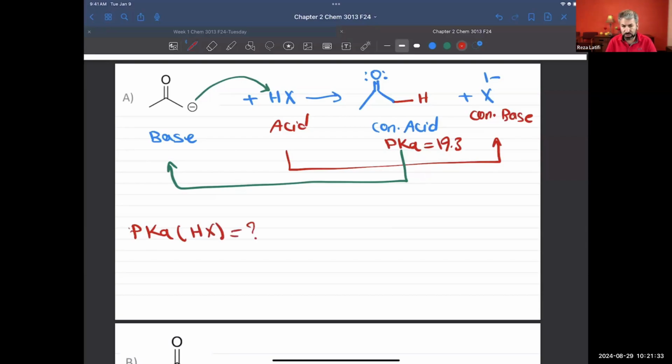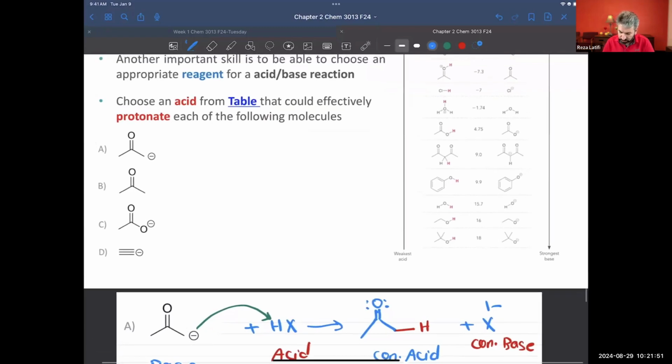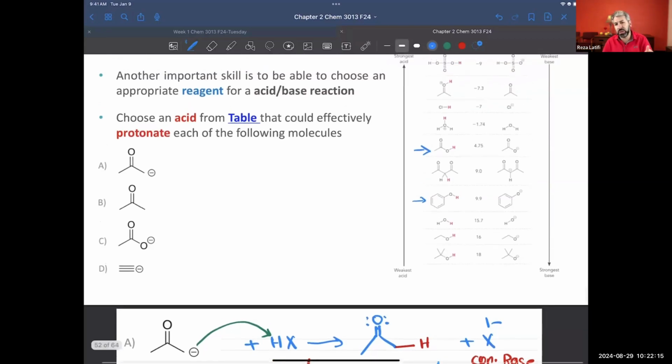Anything that you're using must be less than 19.3. Otherwise, the reaction is not going to move forward. So anything that has a pKa less than 19.3, we can use. Let's go back to the table. Can I use, for example, water? Yes, it's possible. But if you want the reaction to go through 100% completion, maybe you should use that one, or go with this one. It doesn't matter really. Anything that is less than 19 will be fine. So anything from this table is acceptable.